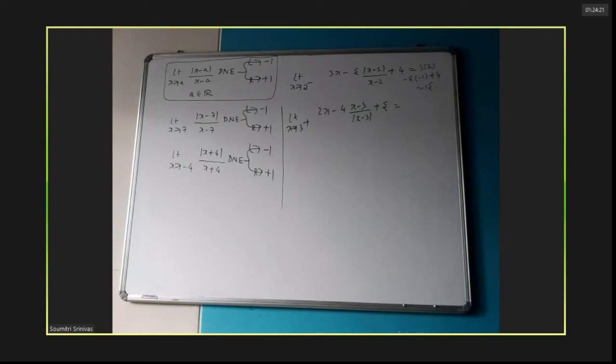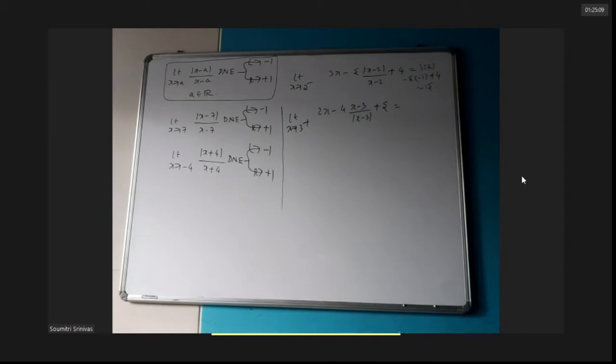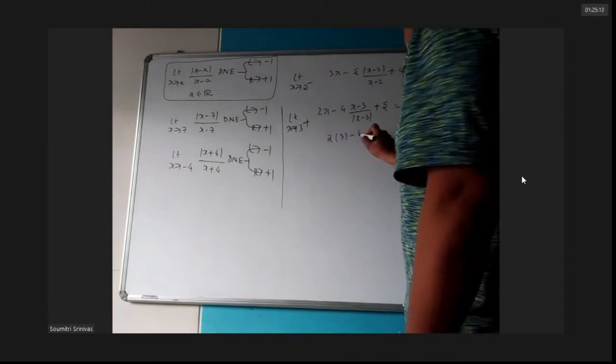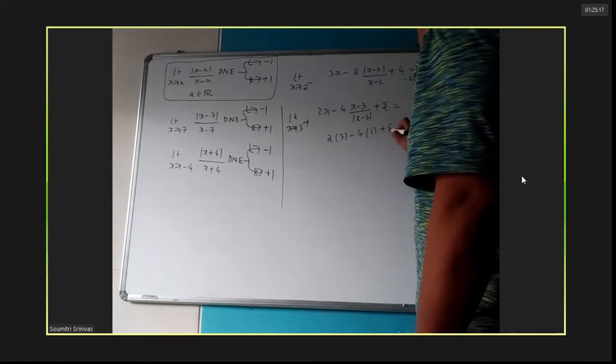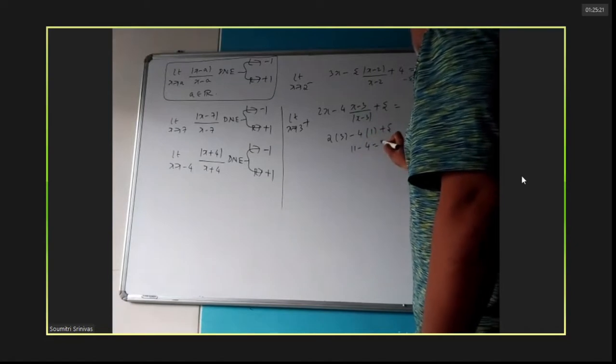Evaluate the next one. Seven, sir. What will I get? 2 into 3, minus 4 into what is this? +1 plus 5. 6 plus 5 is 11, 11 minus 4 is 7. Am I correct?